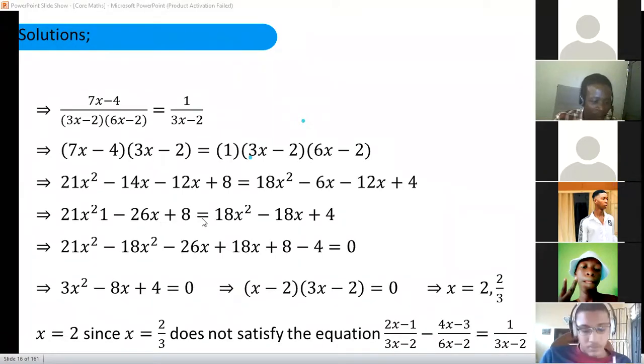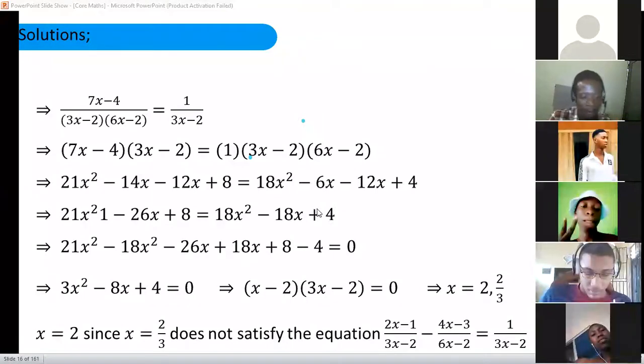Now let's move on to the right hand side of the equation. 18x squared is not having any like term at this side, so it remains 18x squared. Minus 6x minus 12x will give us minus 18x. Plus 4 is not having any like term here at this side of the equation, so it remains plus 4.